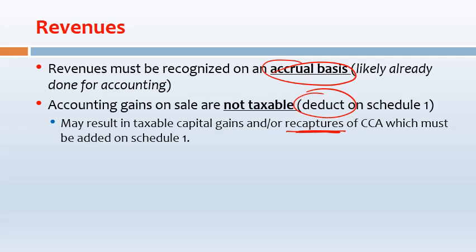Remember that it's only half of the actual capital gain that will be included, and recapture is going to be added on Schedule 1. It's very important that recapture is added on Schedule 1. That is a business income inclusion, if you'll recall.